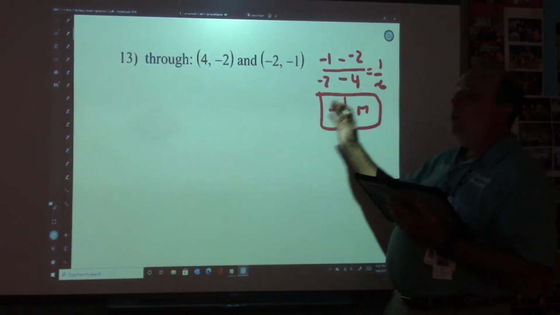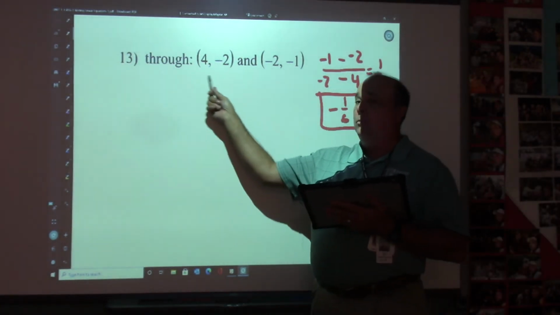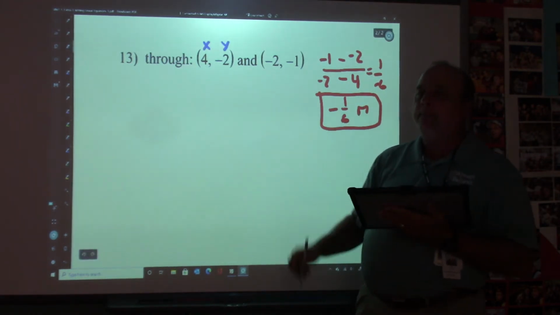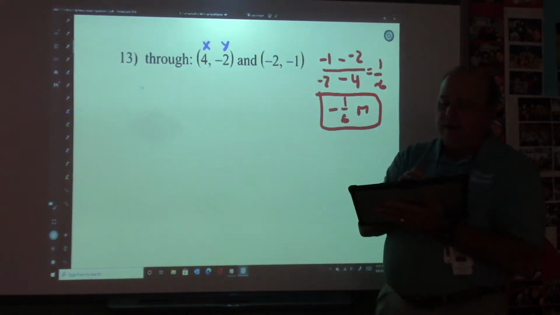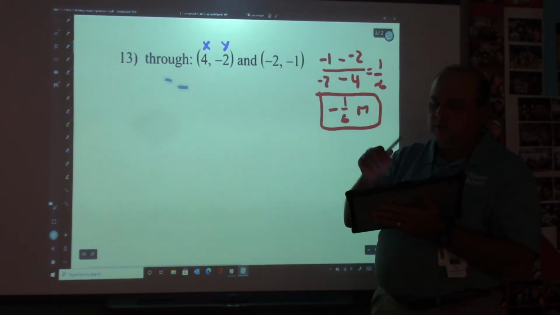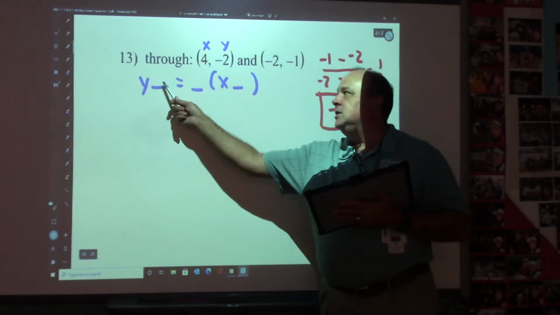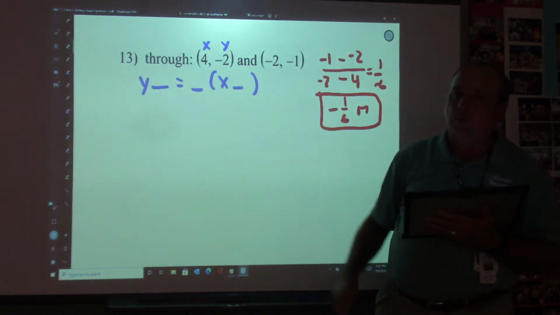Now then, I would pick the point that has the least amount of negatives. So it would be this one, wouldn't it? So let's pick this one. So let's pick x and y. So we know our x, our y, and our slope, don't we? So we're going to write down y blank equals blank, parentheses, x blank. Y minus y1 equals m times x minus x1. That formula will be on your formula chart.